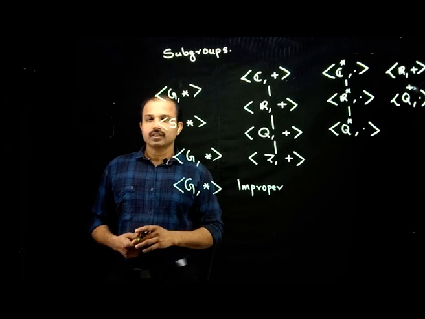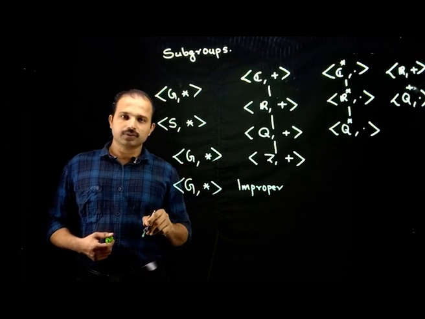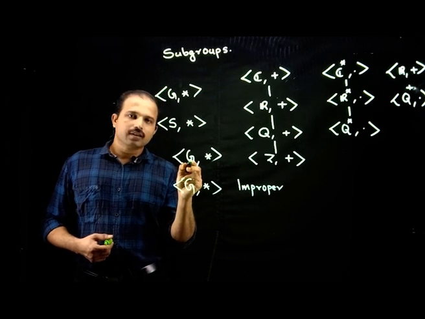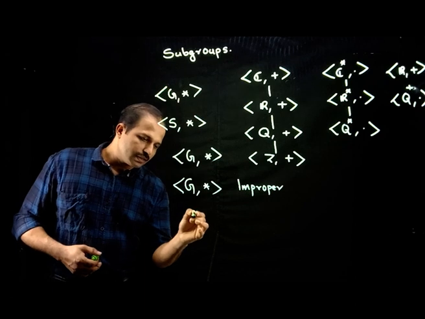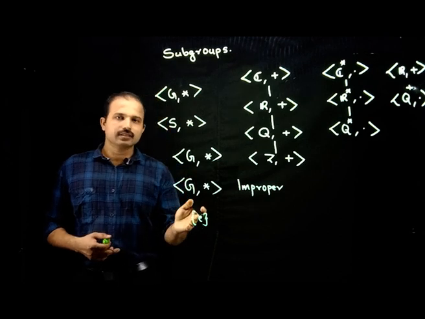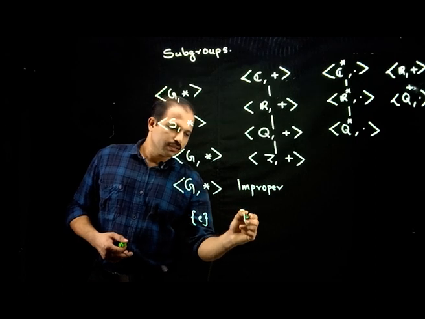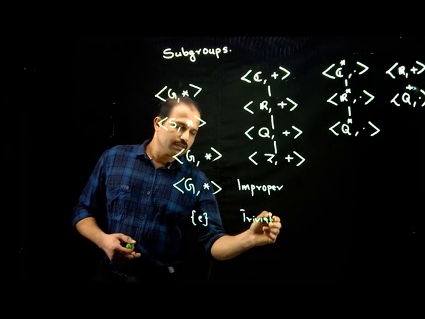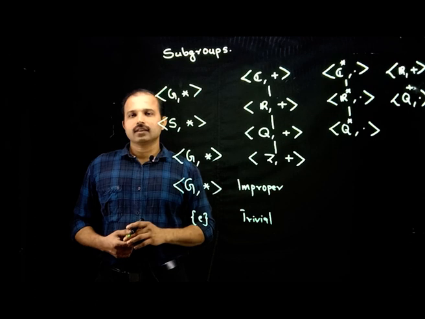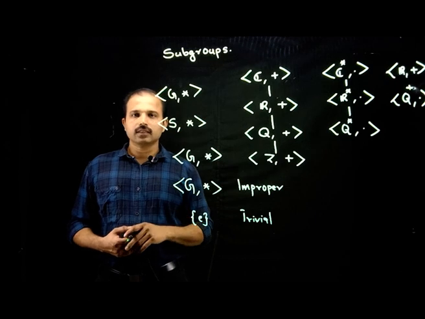Now the next question will be, which will be the smallest possible subgroup? For that you consider the smallest possible subset. The smallest possible subset of G, which will be a group, will be the set containing the identity element e only. And we know that this is a group. This subgroup is known as the trivial subgroup. So for any group there exist at least two subgroups. One is the trivial subgroup and the other is the improper subgroup.